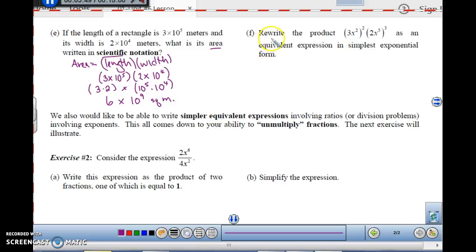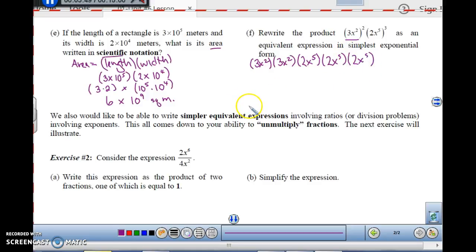All right, letter F. Rewrite the product 3x squared squared times 2x to the fifth cubed as an equivalent expression in simplest exponential form. Basically, we want to get this down to one coefficient, one base, and one exponent. So, what does 3x squared squared mean? It actually means 3x squared times 3x squared. What does 2x to the fifth cubed mean? It means 2x to the fifth times 2x to the fifth times 2x to the fifth.